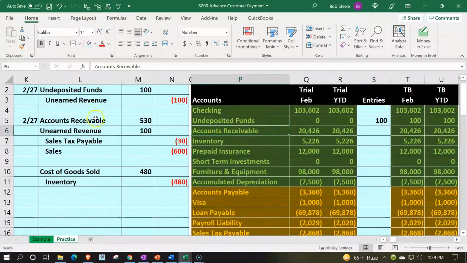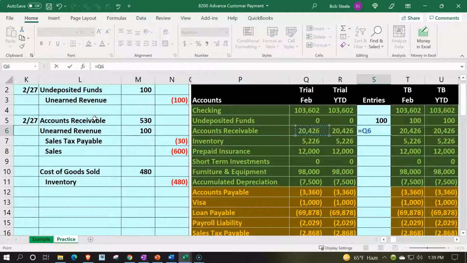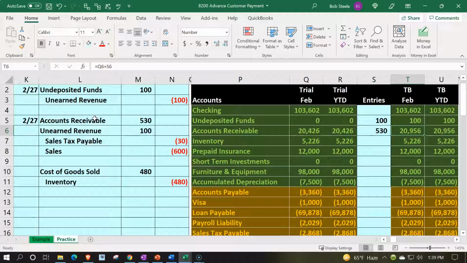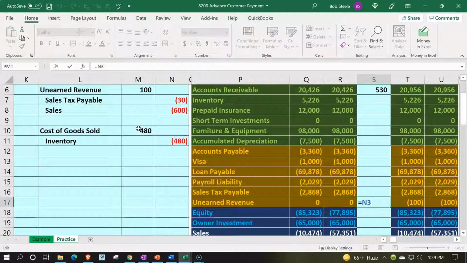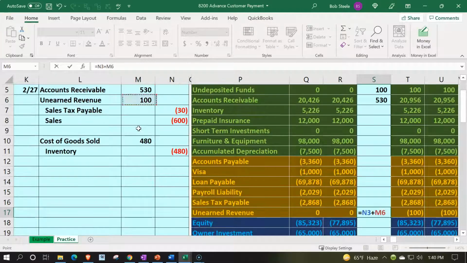So we're going to post this out. Let's go for the accounts receivable up top. So that's in S6 equals the 530, brings it up to $20,952 for both the February and year-to-date numbers. The unearned revenue is now going to go back down. So we're going to go back to the unearned revenue. We now have earned it. So I'm going to say F2 plus F2, scrolling up, and say that should then go down.